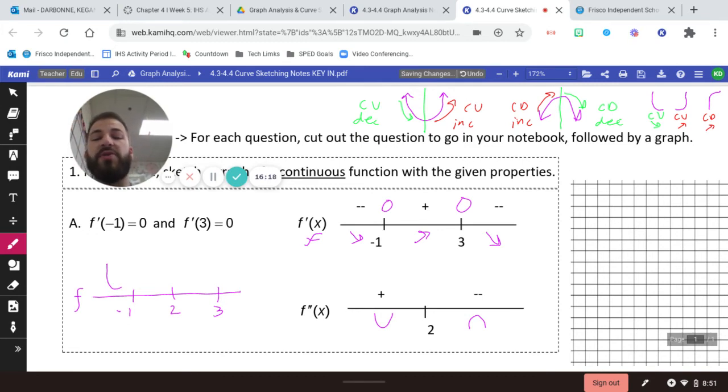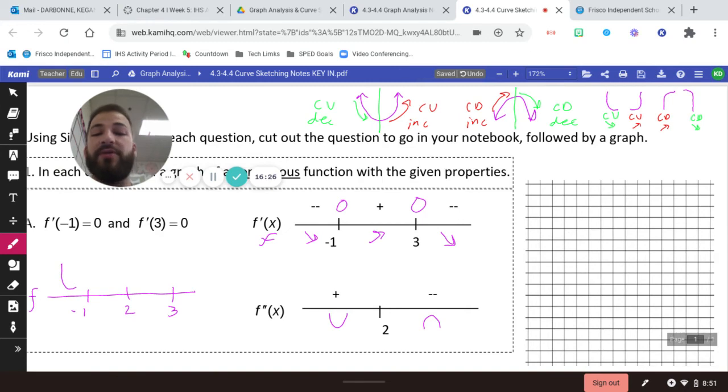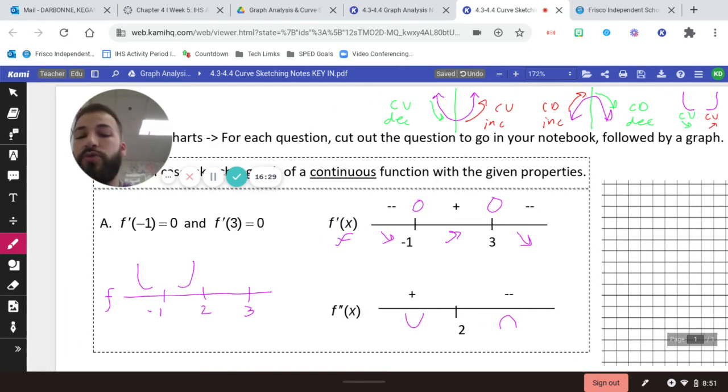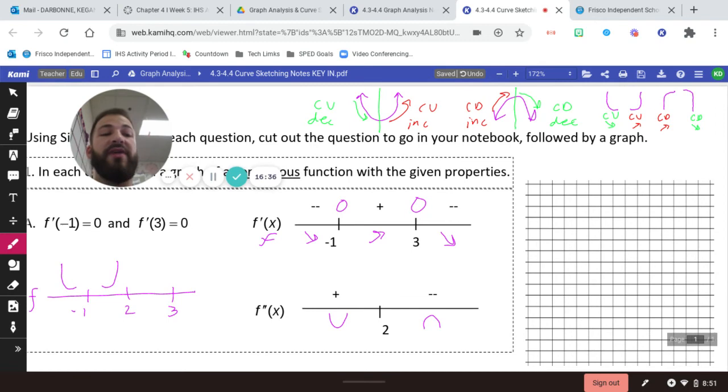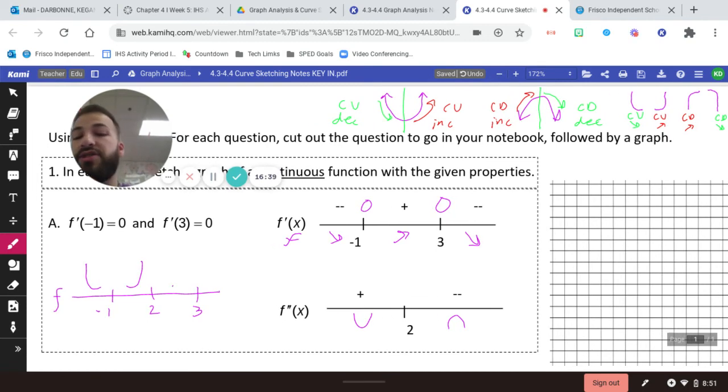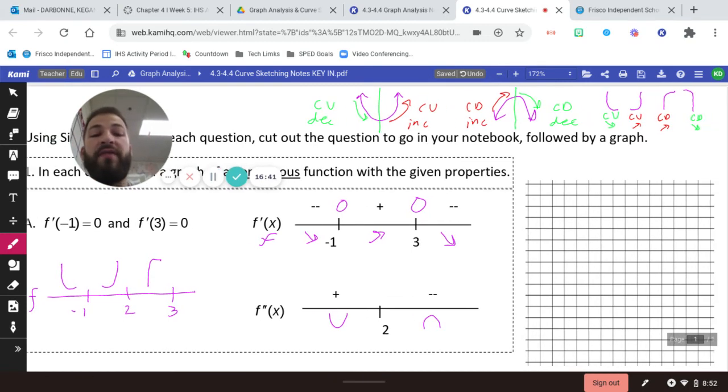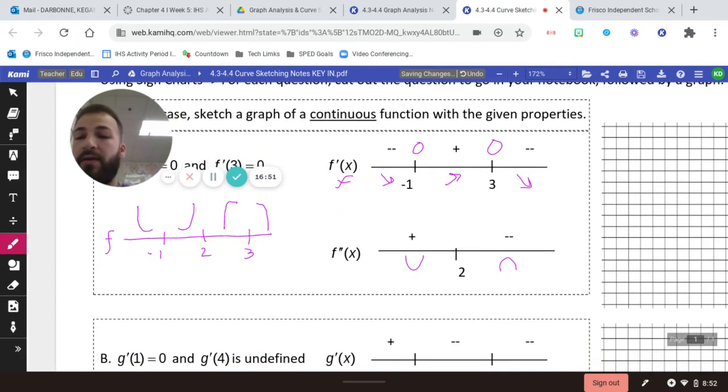Then from -1 to 2, at -1, I switch to increasing, but still concave up until I hit 2. So now I'm concave up, increasing, which is that other shape. Then after 2, I'm still increasing, but now I'm concave down, increasing. So concave down, increasing is this shape. And then at 3, I switch over to decreasing, but still concave down. So concave down, decreasing is that shape there on the end, like so.